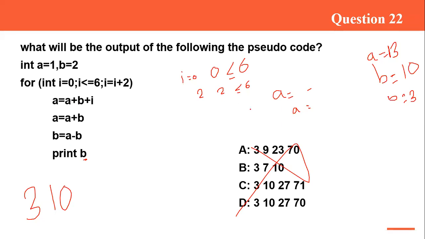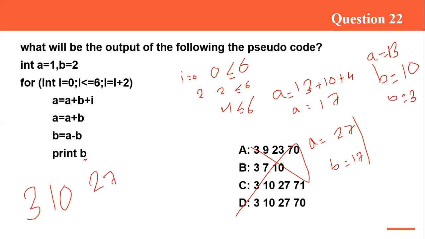Next, again, I is equal to I plus 2. I was 2. It will become 4. 4 less than or equal to 6. True. Enters inside. And then A equal to A plus B plus I. A was 13, plus B is 10, plus I is 4. So that is nothing but 17, right? A is 17. So A is equal to A plus B. That means 17 plus 10, 27. And then B is equal to A minus B. That means 27 minus 10, which is 17. So these are A value and B value. We are printing B, that is 27.